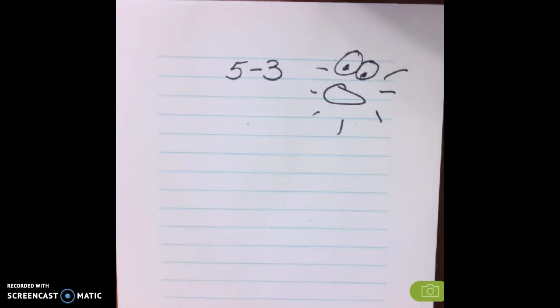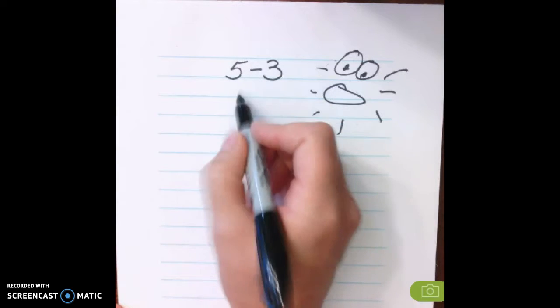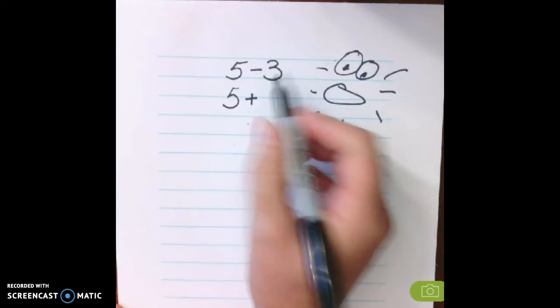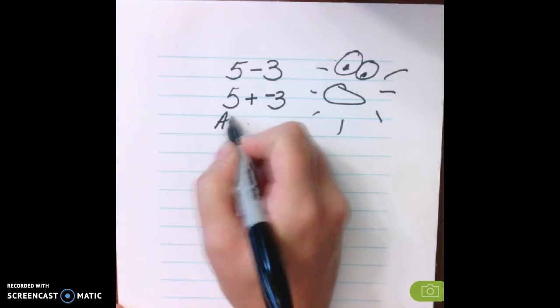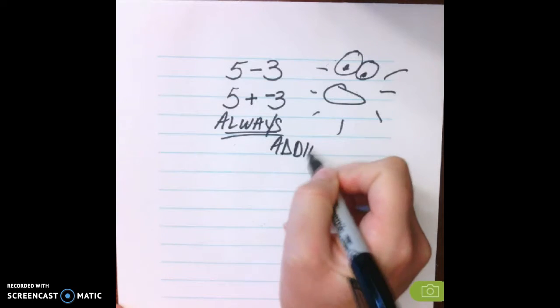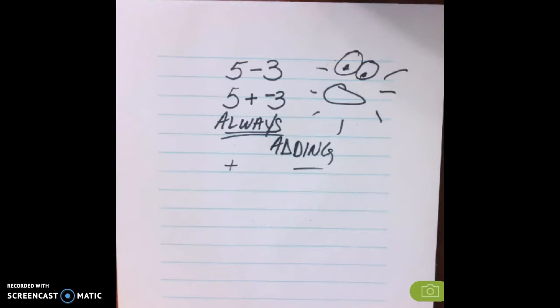I know you had a really great first grade teacher, really great kindergarten teacher. You probably loved her or him, but they lied to you. Now, what do I mean? I mean, even when we saw something as simple as 5 minus 3, really that is 5 plus a negative 3. We are always adding. Sometimes we add positive numbers, sometimes we add negative numbers, but we're always adding.